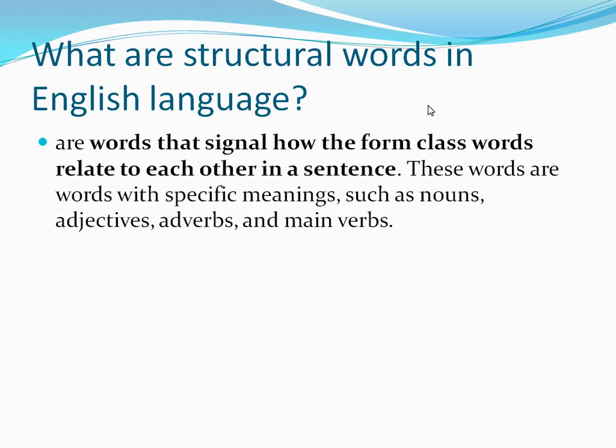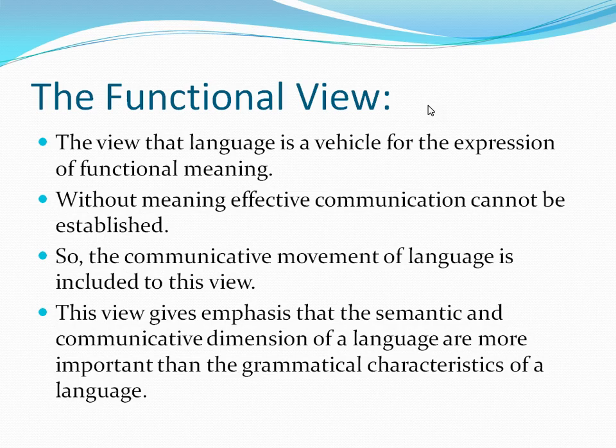Okay, and next we have got the functional view. We have got these two principles. In every language, theory will be of two types: the linguistics view and the psycholinguistics view. In the linguistics view, we have three approaches: the structural view, the functional view, and the interactional view. The structural view we have got. This is the functional view. In the functional view, without meaning, effective language cannot be established. So language is the vehicle for expression.